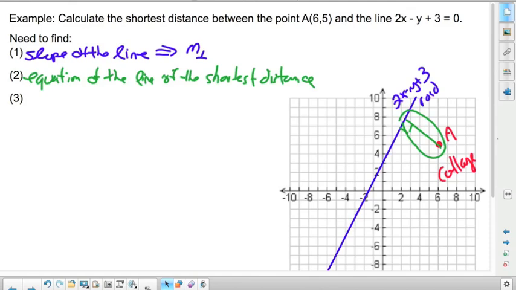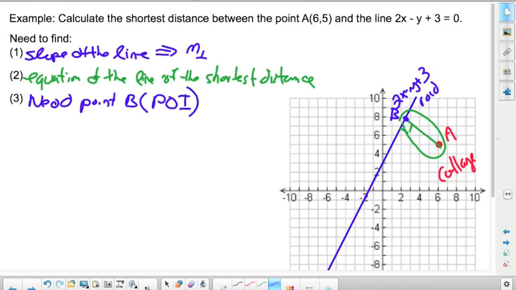Yeah, we need this other point. We'll work backwards. What we really need is that point. We need to identify where on this road, or where on this line, we are actually going to get to, right? Because we need to calculate this distance. So we'll call this B, let's say. We need to calculate the distance from A to B. So we need point B. The point of intersection.